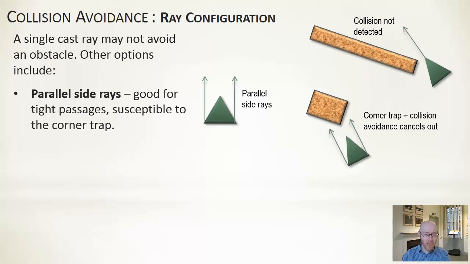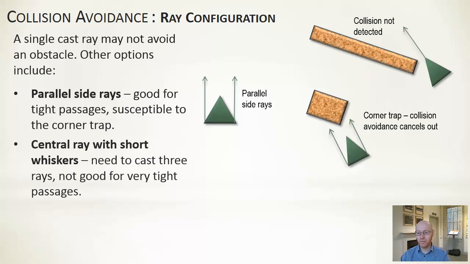You could also have, for example, one long central ray looking out, and then two smaller side whiskers, really just to detect if there are any upcoming changes in the near vicinity. So you're casting 3 rays, a bit more expensive than this one. It works quite well, but it's hard to go down a narrow corridor or passage, because the side whiskers, depending on how far they're projected out, can collide with the wall and stop it moving down.